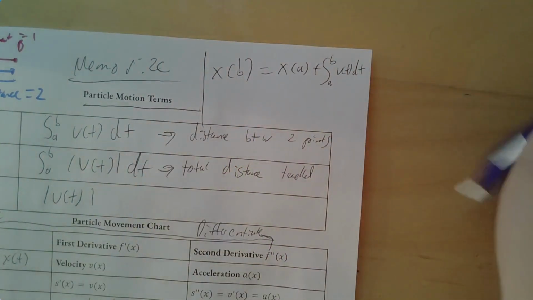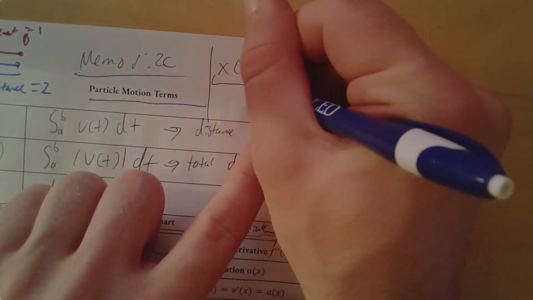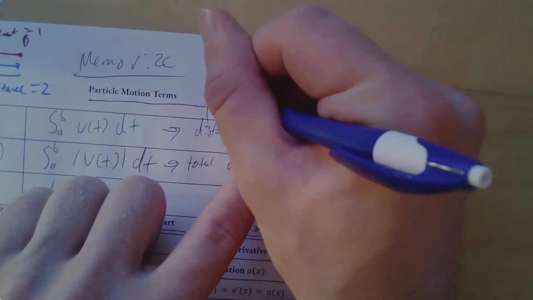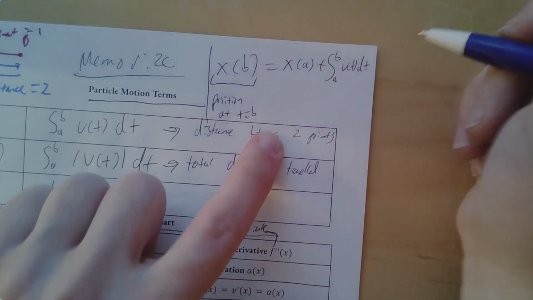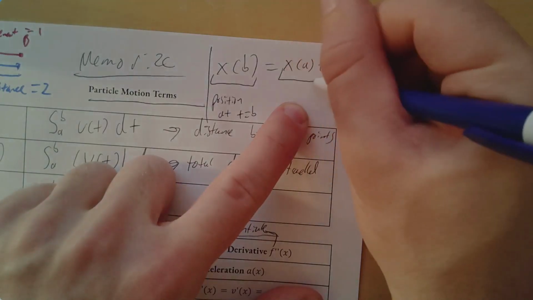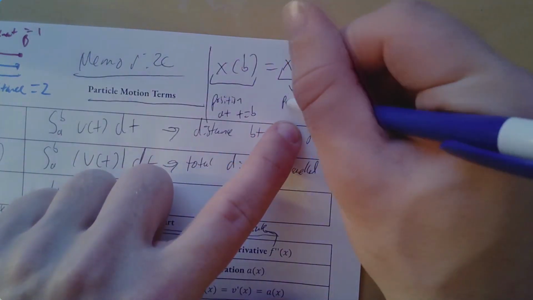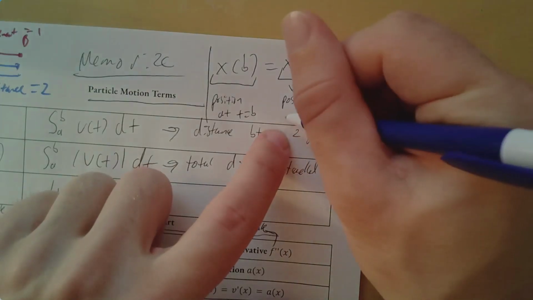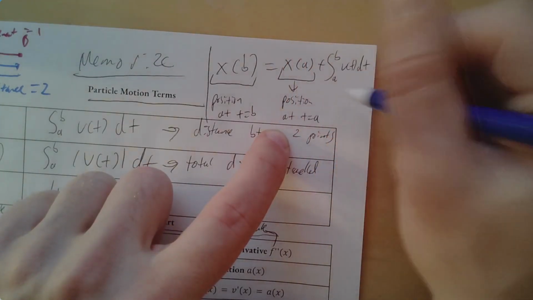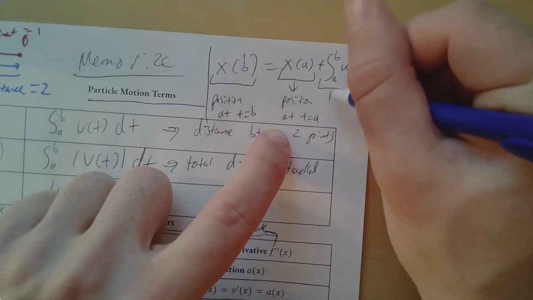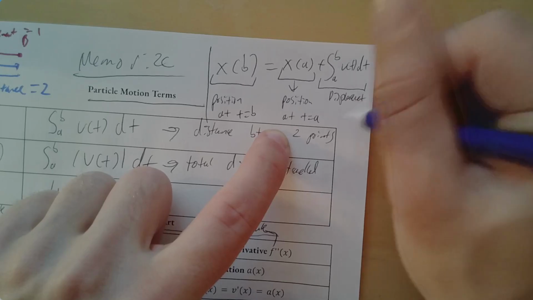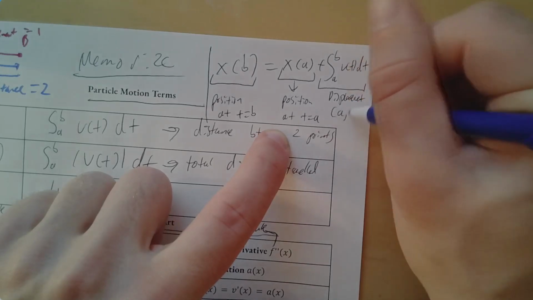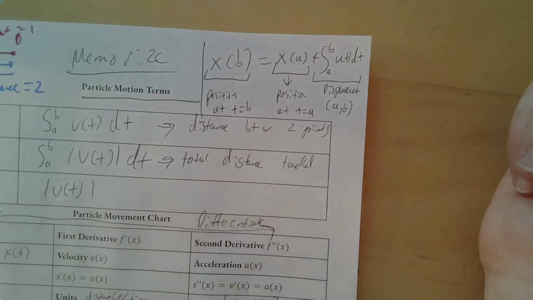So let me label that if that's not clear. This is position at b. The position at t equals b is equal to the position, you have to be given a position, so position at t equals a plus the displacement from a to b. I hope that makes sense.